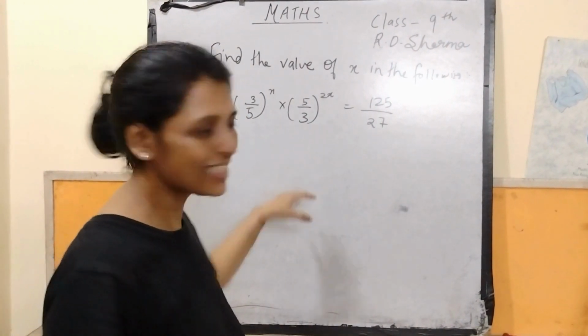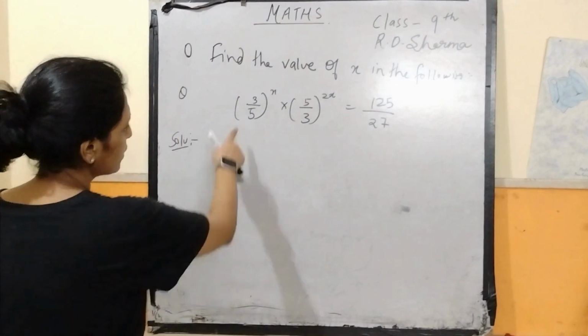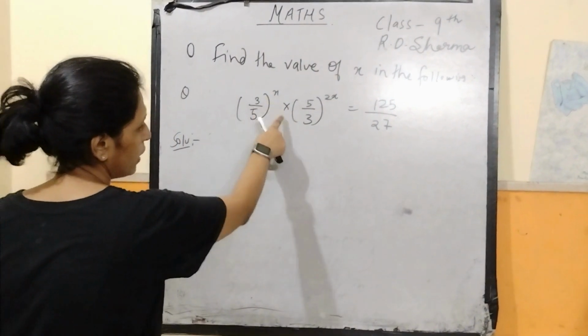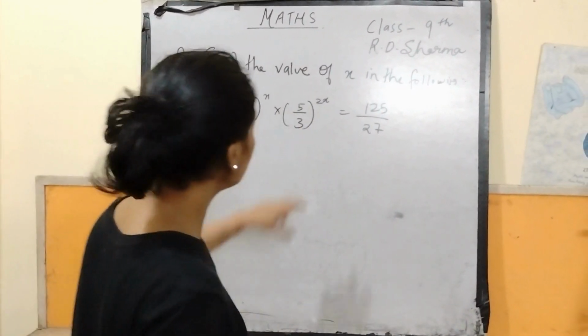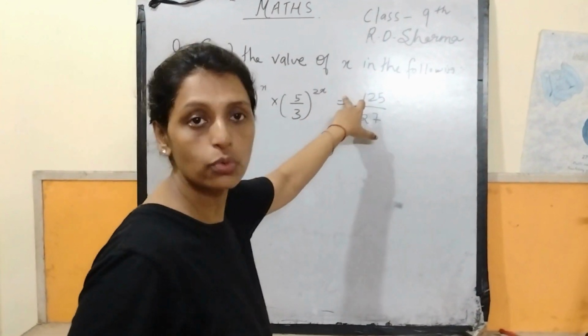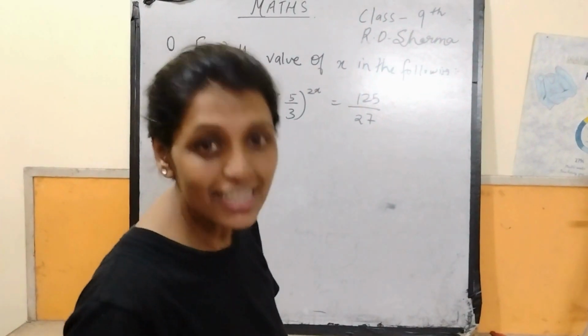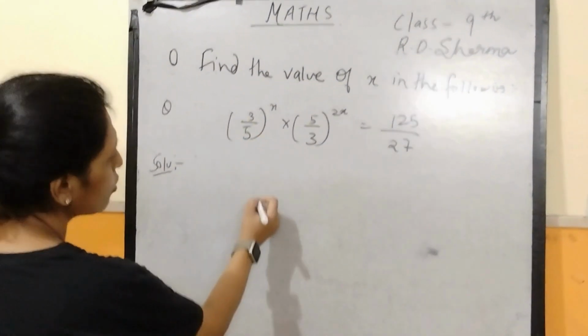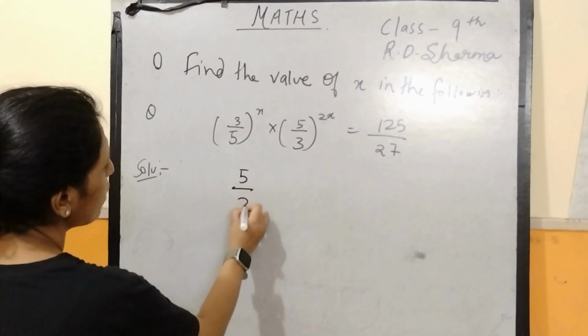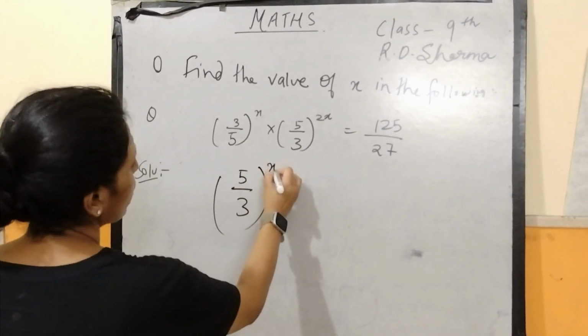So let's do it. Here it is (3/5)^x multiplied by (5/3)^(2x) is equal to 125/27. Okay, so here 3/5 can be written as (5/3)^(-x).